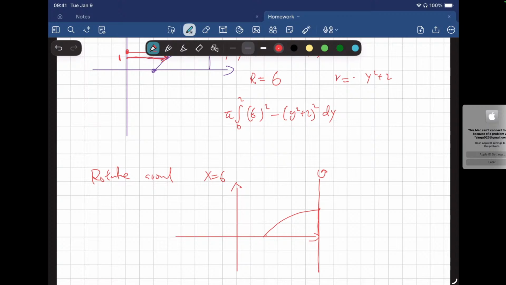Is that a disc or a washer? Give me a second, I'll call you, don't worry. No, I'm not rotating around the y-axis. I'm rotating at x equal to 6. Like this way or like this way? At x equal to 6, this way here. Oh, so all around.